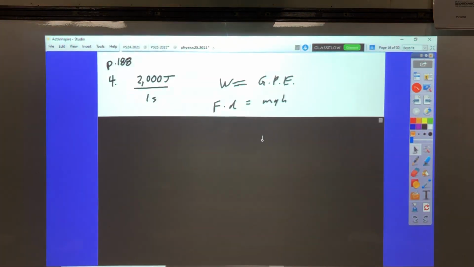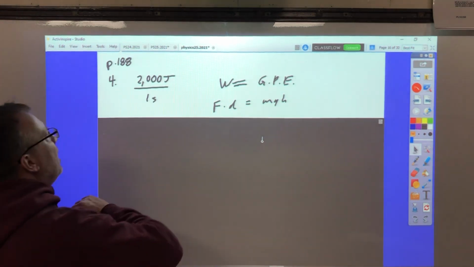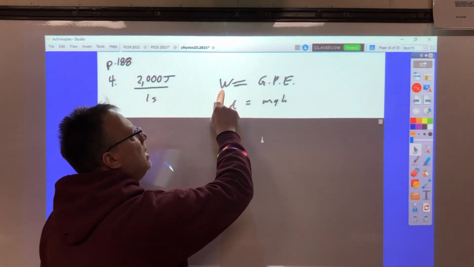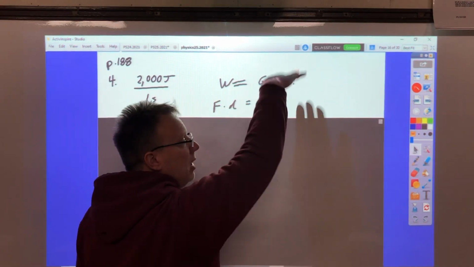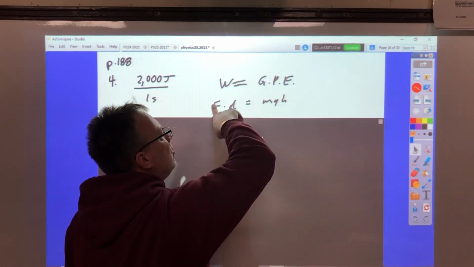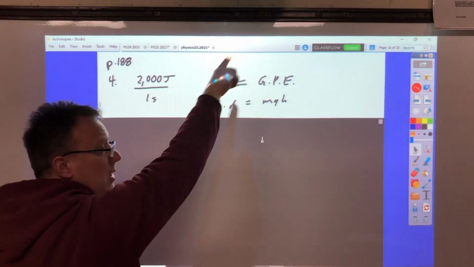So your pump is 2,000 watts, 2,000 joules per second. The work you need to do is the gravitational potential energy, mgh. Your force times distance is equal to m times g times h. Remember the triangle.